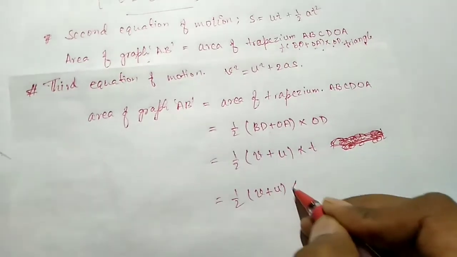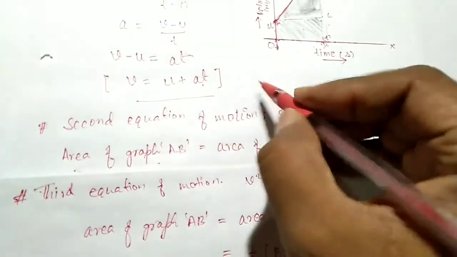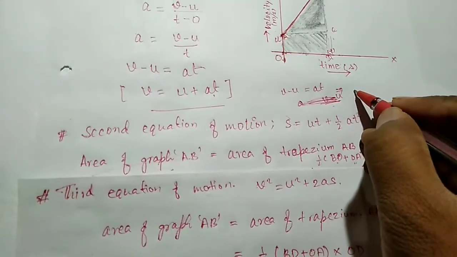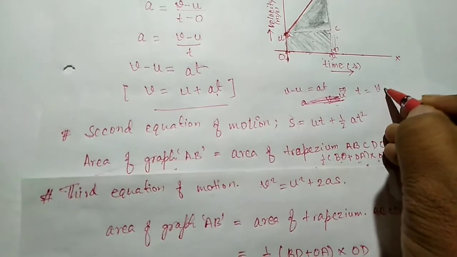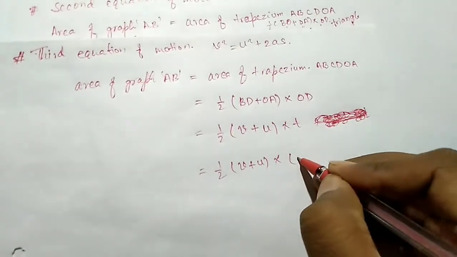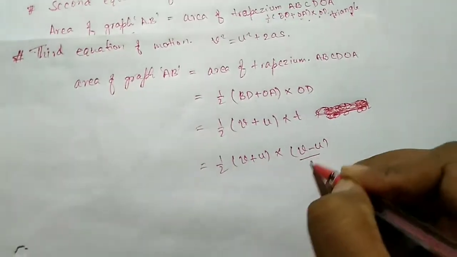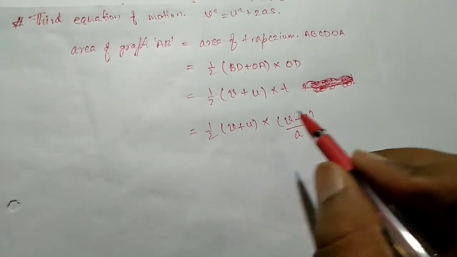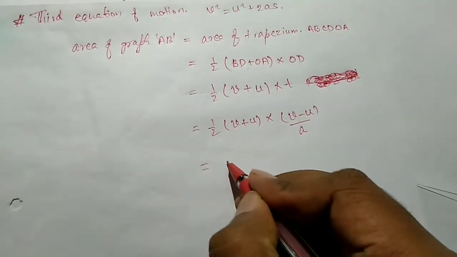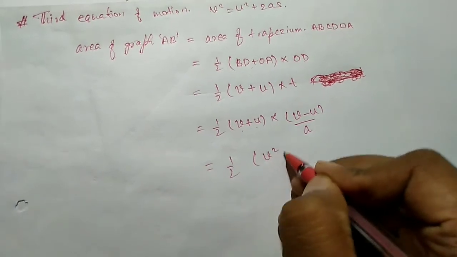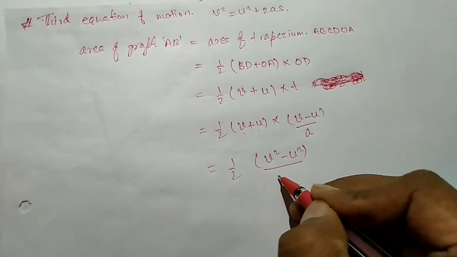Instead of T, what can you use? V minus U is equal to AT, or T is equal to V minus U upon A. So this T is equal to V minus U upon A I am going to use here. Instead of T we can use V minus U upon A. So what you will see, this V plus U, this V minus U. Let's multiply half. So it will become a plus b, a minus b, so a square minus b square, like that, upon a.